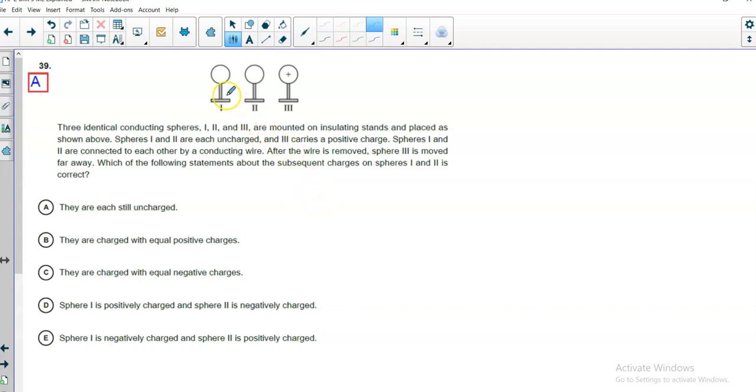So, while they're connected by a wire, if you have a positive charge here, negatives are going to build on this, and positives are going to move over to the other side. If you cut the wire and then remove 3, is that what happens? The wire is removed, then sphere 3 is, then you're going to have a positive charge on 1 and a negative charge on 2. And they should be the same size spheres, so they have the same amount of charge. Equal, no, not positive. Sphere 1 is positively charged and sphere 2 is negatively charged. That's the one we want.